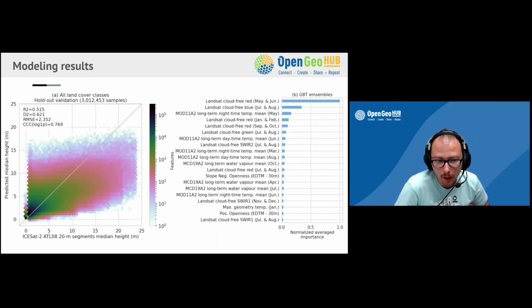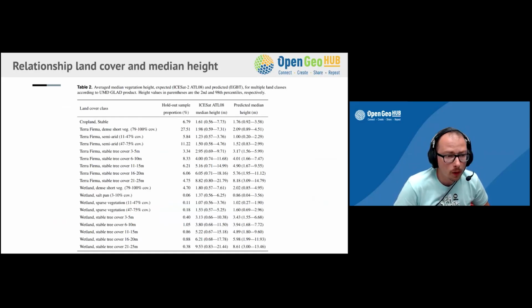The most important variables, as expected, were the Landsat data. So May and June, red band, blue band, but we also used some MODIS land surface temperature data. Next slide, please.